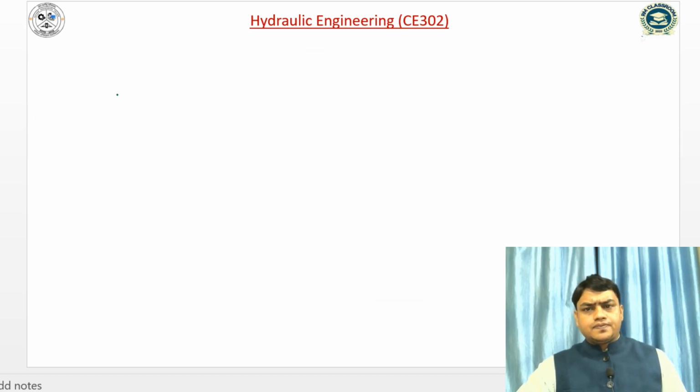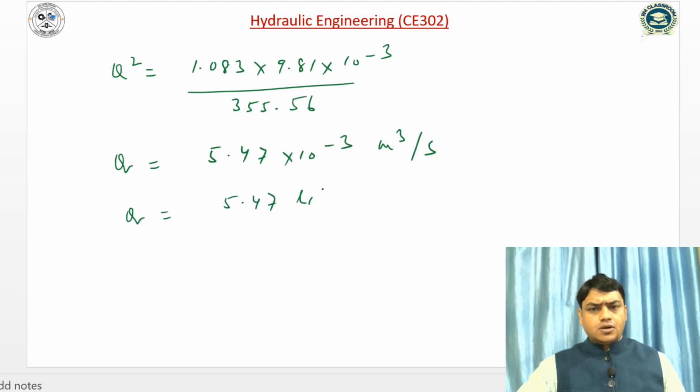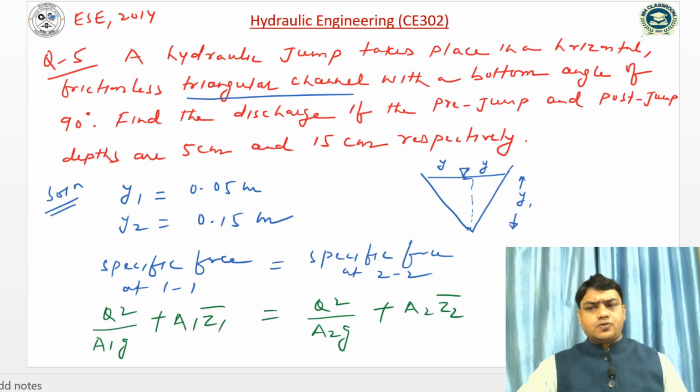So Q square is equal to 1.083 into 9.81 into 10 to the power minus 3 divided by 355.56. So Q can be computed as the square root of 1.083 into 9.81 into 10 to the power minus 3 divided by 355.56. It is coming 5.47 into 10 to the power minus 3 meter cube per second, or Q is equal to 5.47 liter per second. So the discharge in the triangular channel is 5.47 liter per second.